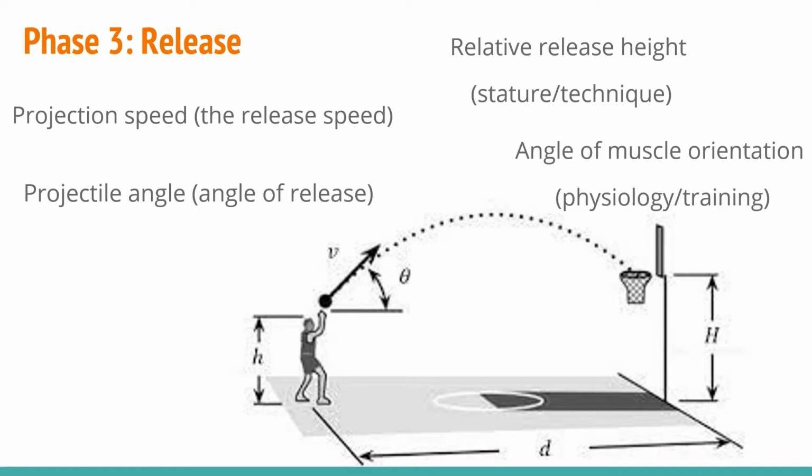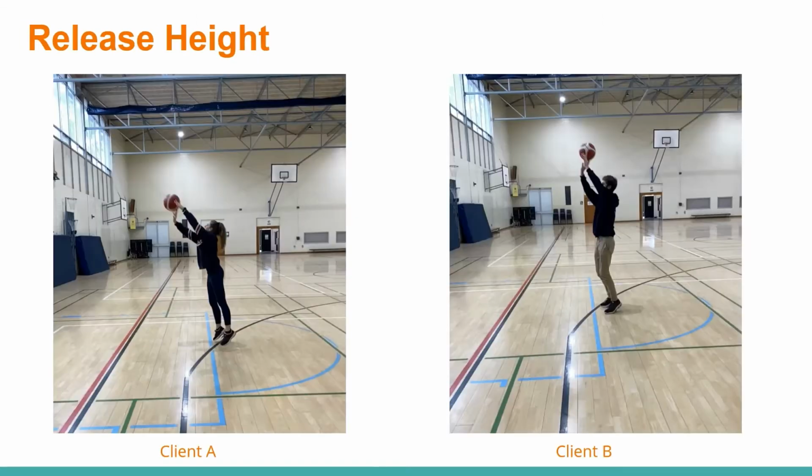Phase 3 is the release. We'll be looking at the relative release height, projection speed, angle of muscle orientation, and the projectile angle. The release angle of the ball is largely influenced by the relative release height of the thrower. The difference in height from client A to B is 24 centimeters, which will affect the arm length also, meaning client B should have a greater relative release height.